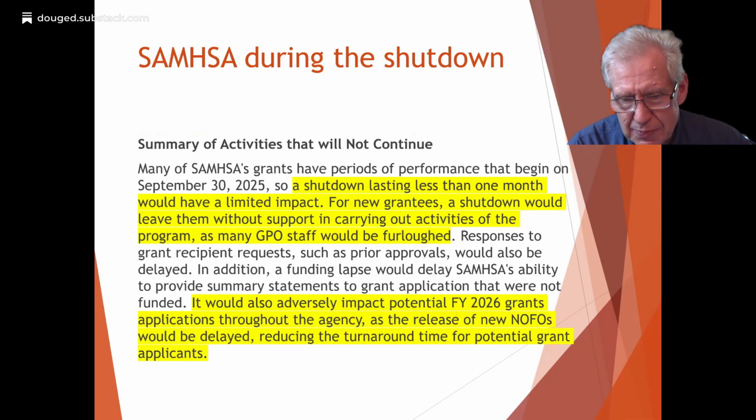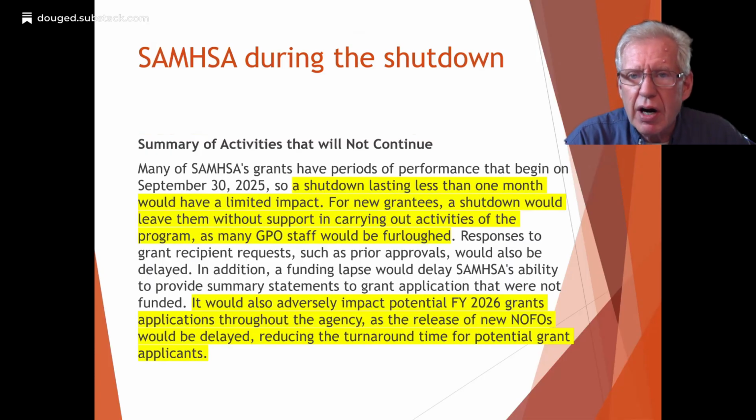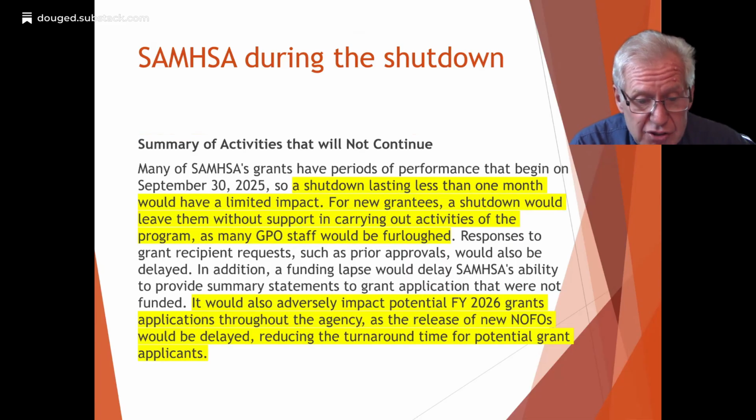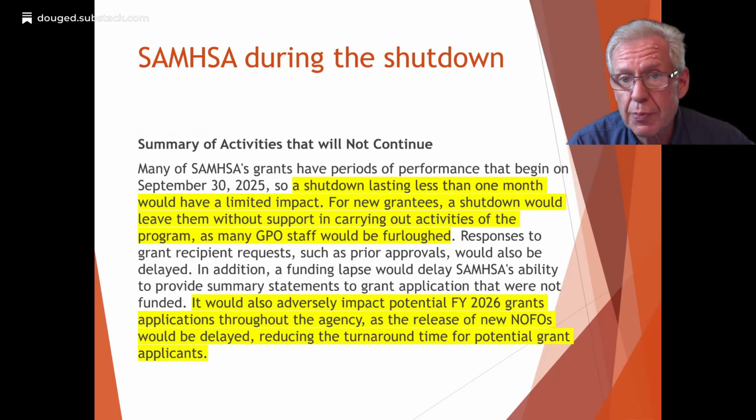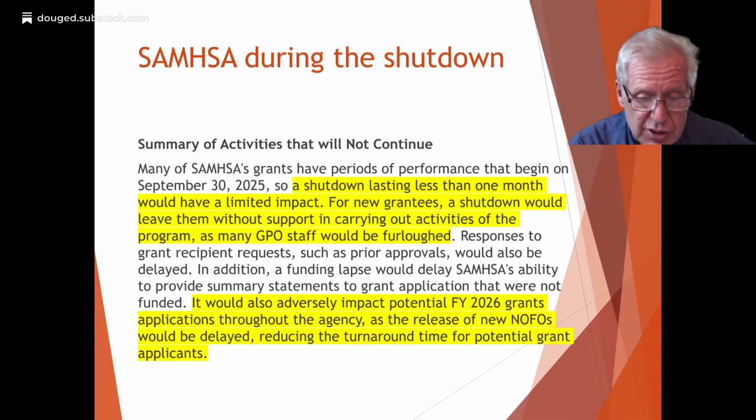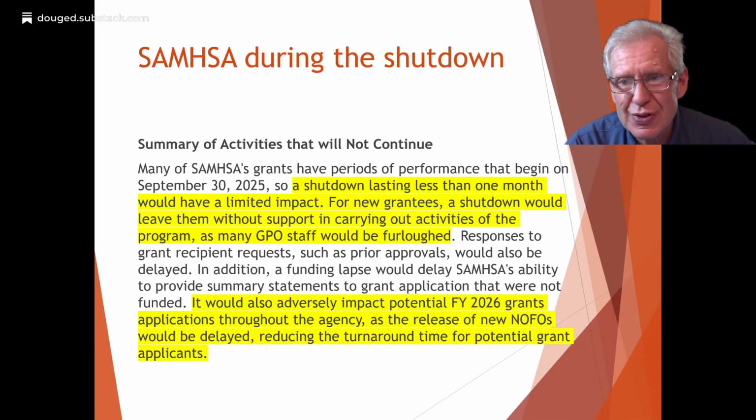That's the expectation. For new grantees, because many grants start on October 1st, the government's fiscal year ends September 30th. So what we're really talking about is what happens to those organizations that have new money in the new year. That shutdown could leave them without support for carrying out the activities of their program during even that first 30 days.